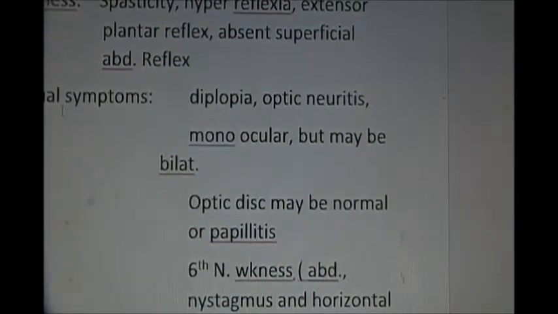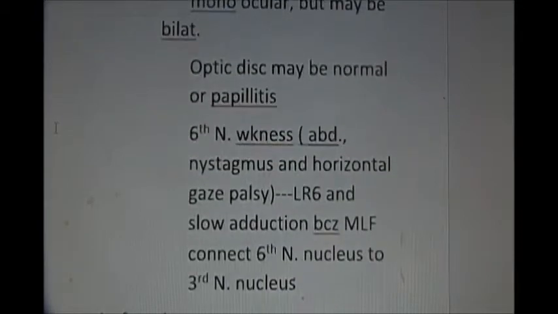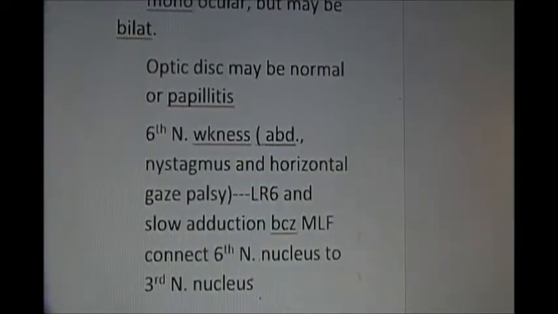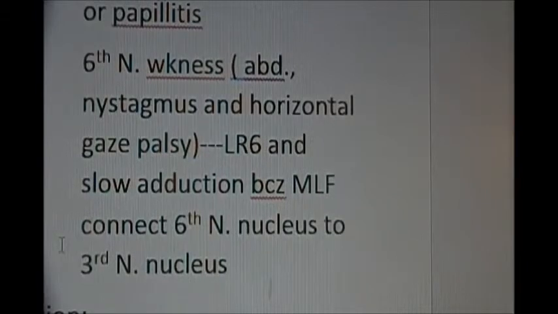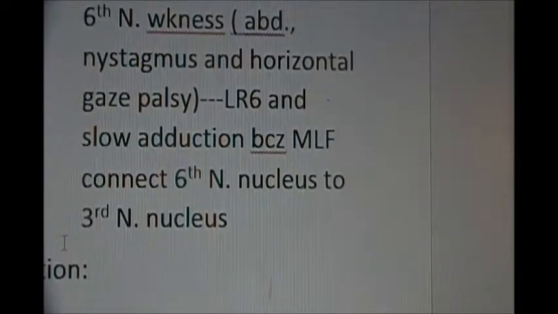The ocular muscle most commonly involved is the lateral rectus, because of the abducens nerve, which supplies the lateral rectus muscle. And lateral rectus function is the abduction of eye movements. So there is a weakness of the lateral rectus that causes nystagmus and horizontal gaze palsy, when the lateral rectus is paralyzed due to damage to the sixth nerve, the abducens nerve.